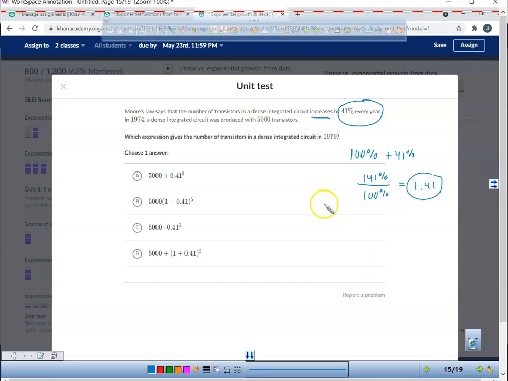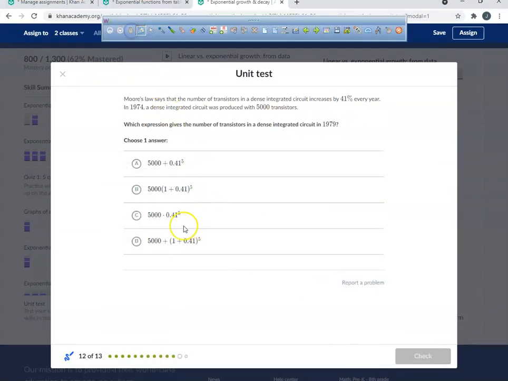So it started with 5,000 transistors. So that's the initial value. It's going to be multiplied by 1.41, and then it says we're going from 1974 to 1979, so that's the power of 5. So this right here is the only one that when you add those together, you get 1.41. So it's going to be answer choice B.